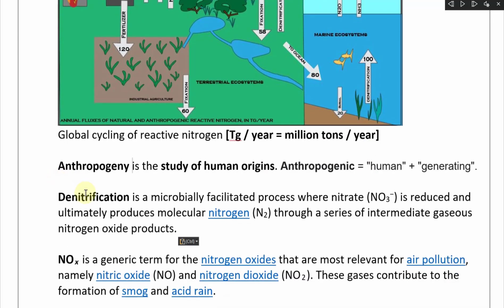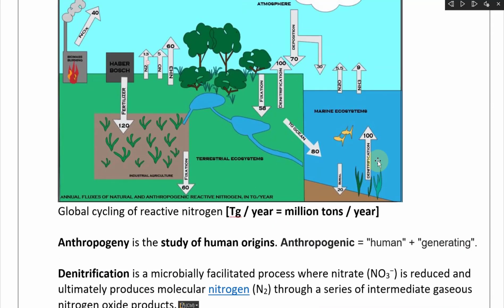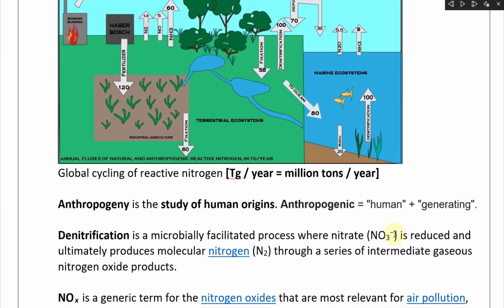Denitrification, I think it's pronounced denitrification. See this pronunciation? Denitrification is a microbially facilitated process where nitrate, NO3 minus, is reduced and ultimately produces molecular nitrogen, N2, through a series of intermediate gases, nitrogen oxide products. So basically NO3 minus is reduced.